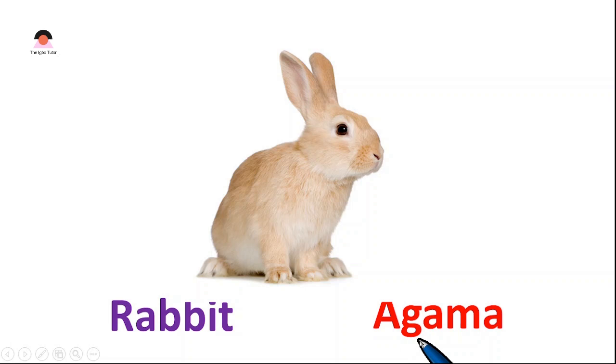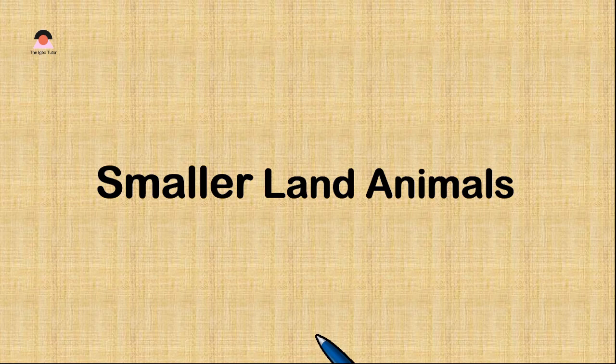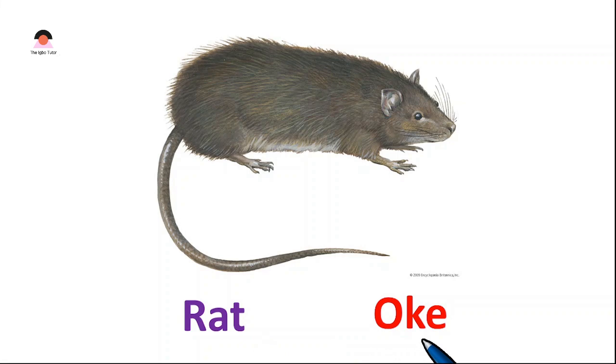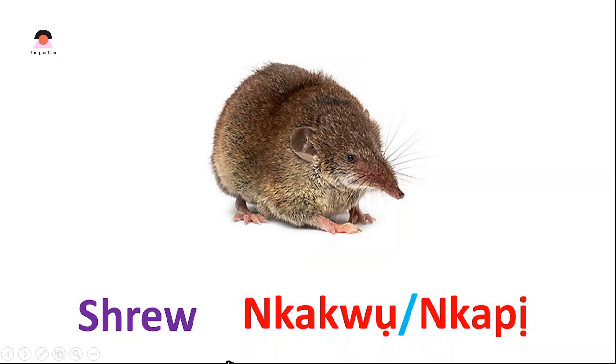Then we look at smaller land animals. Now, let's look at the first one, rat. Rat is called oke. Rat is oke. What is next? Shrew. Shrew is nkapu or nkapi. Some will pronounce it as nkapi. Some will call it nkapu.